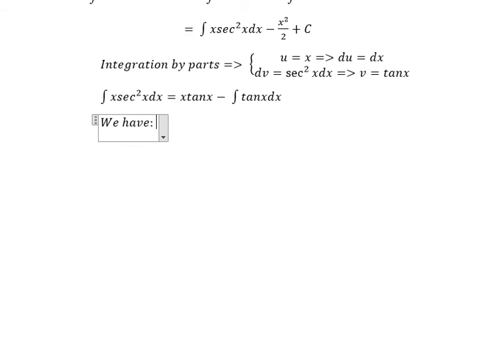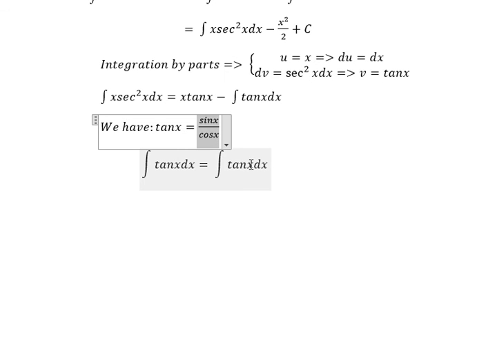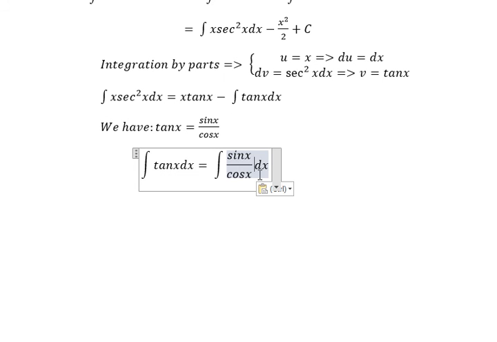We have tan s equals sin s over cosine s. And now we have this one equals sin s over cosine s. And in this situation, we can use integration by substitution.